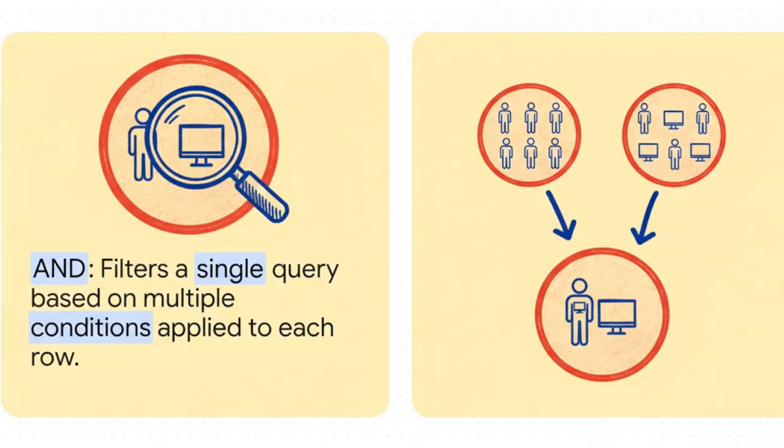Now, this is a really important point, so listen up. It's easy to get AND and INTERSECT mixed up, but they're totally different. Remember, AND checks multiple conditions during one single search. INTERSECT runs two completely separate searches first, and then it compares the final lists to find what's in common. It's a subtle difference, but it's a really powerful one.